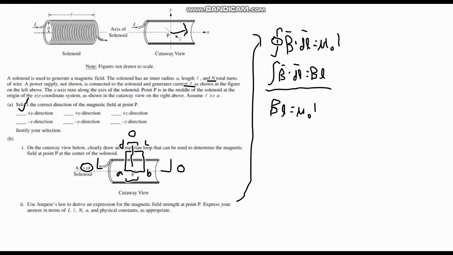So there's N total number of turns. So we can say that the I enclosed is equal to N times I, and BL will be equal to mu naught I N. And the magnetic field is equal to mu naught I N over L.